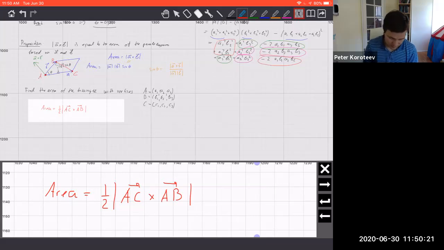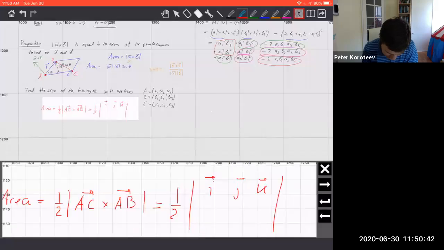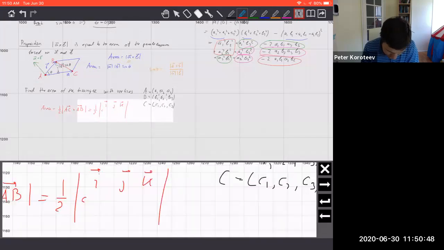And then you just calculate the cross product. So it's i, j, k. I never memorized the formula because it's easier to make a sign mistake or something like that. And then here you would put, what, so AC is what? I think I need more space.